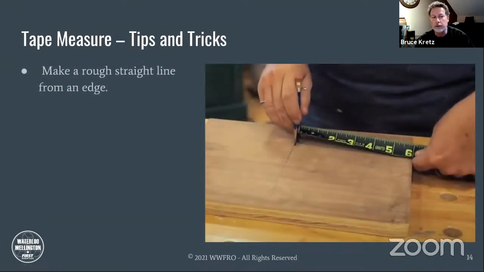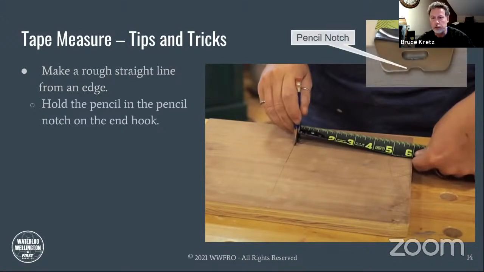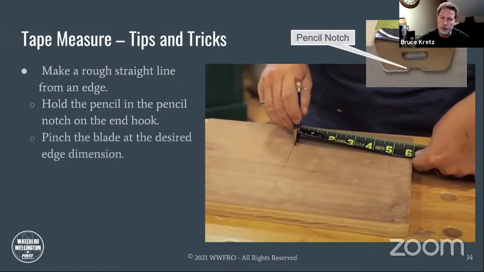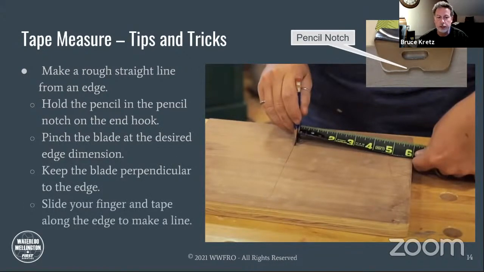Make a rough straight line from an edge. Another neat feature of the end hook is it has a pencil notch. You can see the notch right down here. If you hold your finger at the 6-inch mark, put the pencil in the pencil notch, pinch the blade, and then keep the blade perpendicular to the edge, slide your finger and tape along the edge to make a line. Not 100% accurate, but if you need a quick line to cut a piece of wood, it works well.